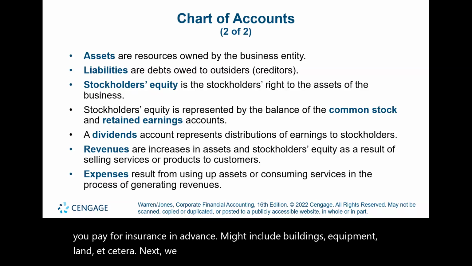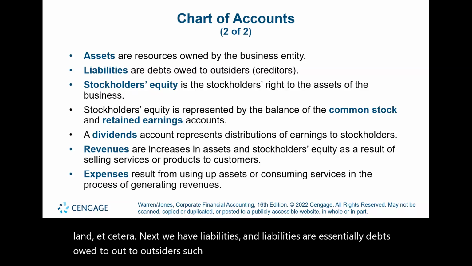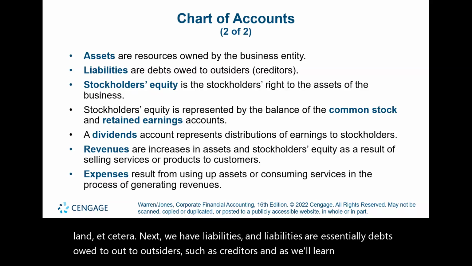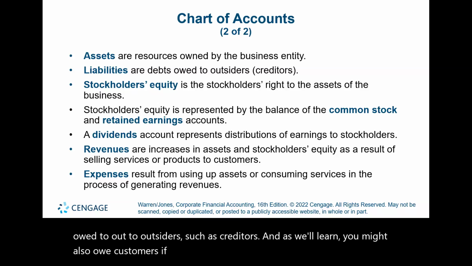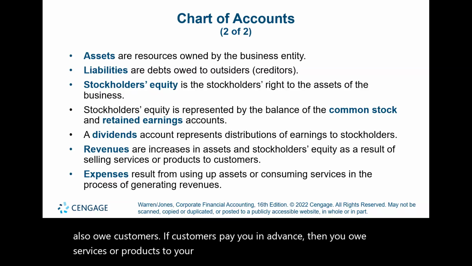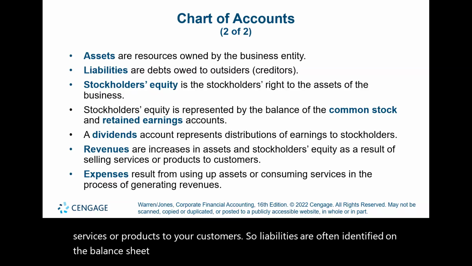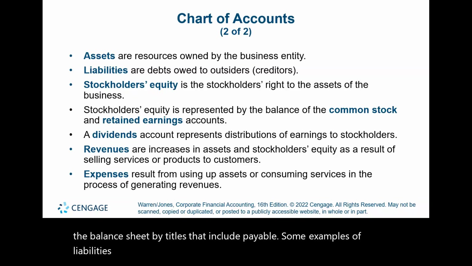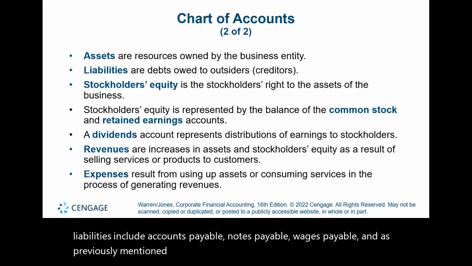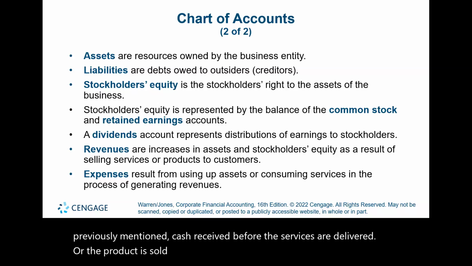Next, we have liabilities. Liabilities are essentially debts owed to outsiders, such as creditors. And as we'll learn, you might also owe customers. If customers pay you in advance, then you owe services or products to your customers. Liabilities are often identified on the balance sheet by titles that include payable. Some examples of liabilities include accounts payable, notes payable, and wages payable. And as previously mentioned, cash received before the services are delivered or the product is sold creates a liability to perform the service or to provide the product.